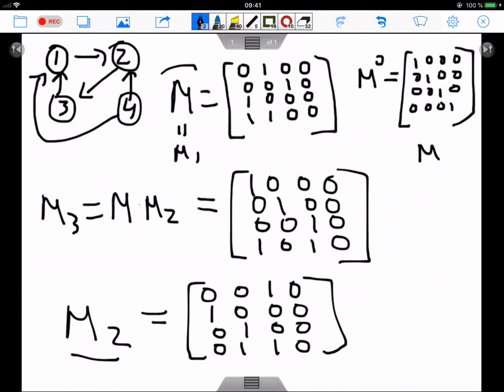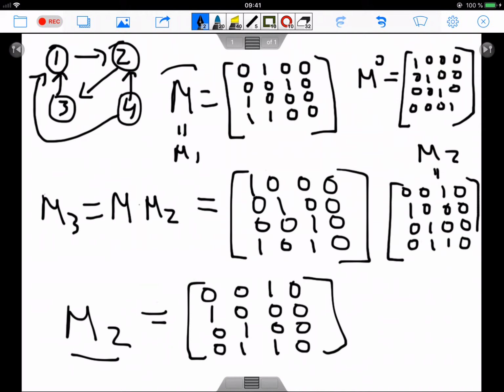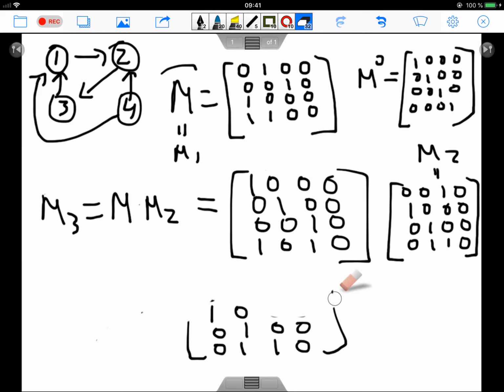I'm going to copy here M2 to have some space at the bottom of the whiteboard. Okay. So now what we need to compute is the addition of these four matrices, starting with M0 and then M1, M2, and M3 to get the reachability matrix, what we call M infinity.